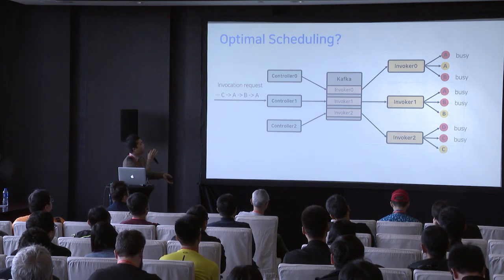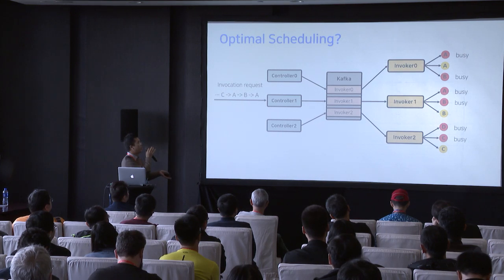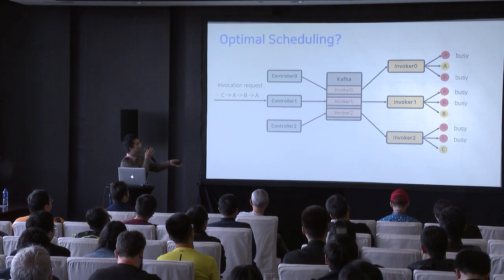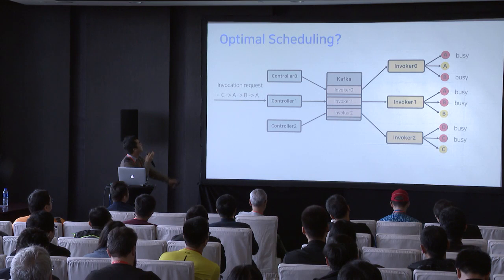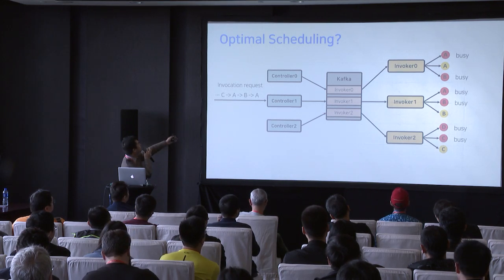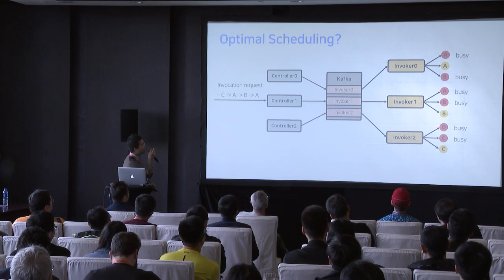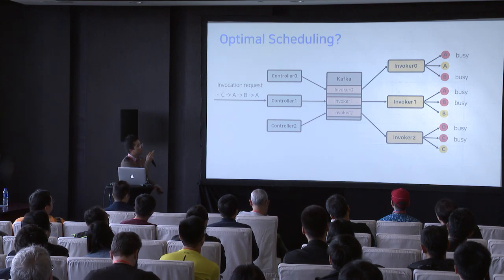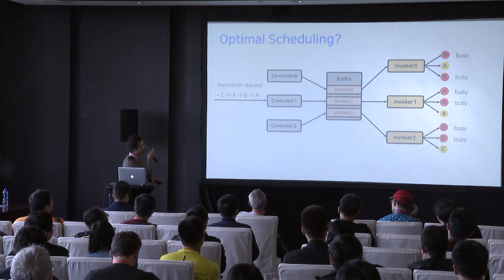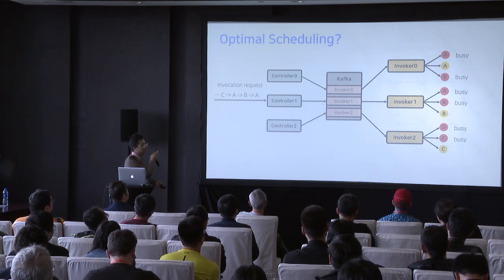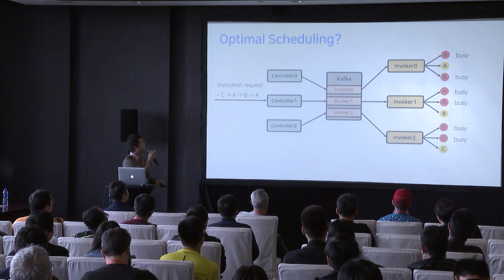From this diagram, it looks pretty easy, right? Because we already know the invoker status are like this. And for the invocation requests A, B, A, C, we can send the first A to invoker 0, B to invoker 1, the second A request to invoker 0 again, and C to invoker 2. And at least we can get three warm starts. If we are lucky, we can even get four. It's more than perfect, right?